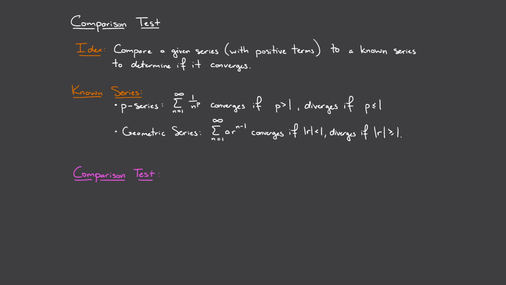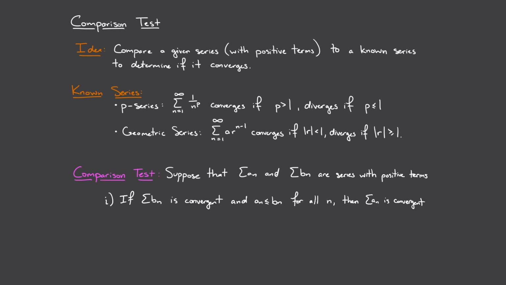The comparison test says, suppose we have two series, the sum of an and the sum of bn, where all of the an's and the bn's are positive numbers. Then there are two statements. First, if the sum of the bn's is convergent and bn is bigger than an for all n, then the sum of the an's is also convergent. On the other hand, if the sum of the an's is divergent and the bn's are still bigger than the an's for all n, then the sum of the bn's is divergent.